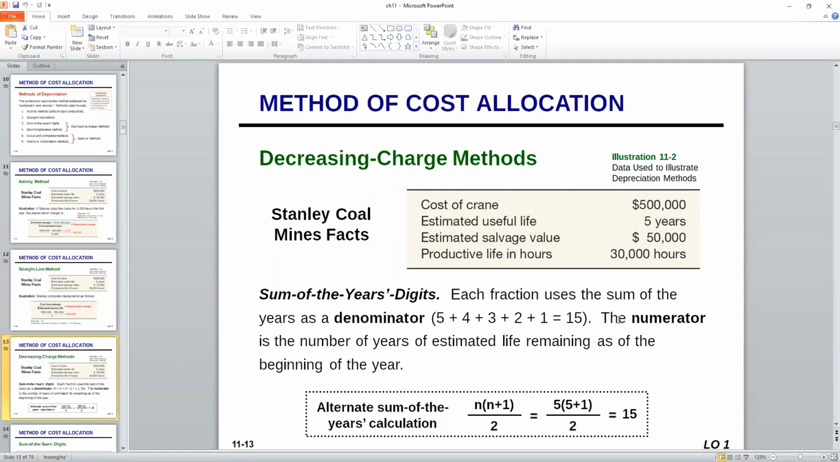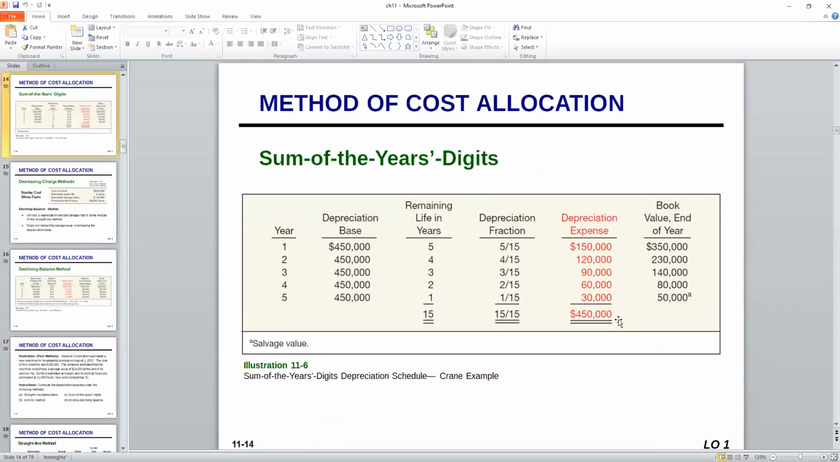Or you can use decreasing charge methods, often called double declining, or sum of the year's digits. Sum of the year's digits, basically, I add up the sum of each year. So in this case, 5-year life, 5 plus 4 plus 3 plus 2 plus 1 is 15. Then the first year, it's 5 over 15, or 33%. The second year, it's 4 over 15, and so forth. And I depreciate that against the remaining value each year. Okay, and here's the illustration of that.